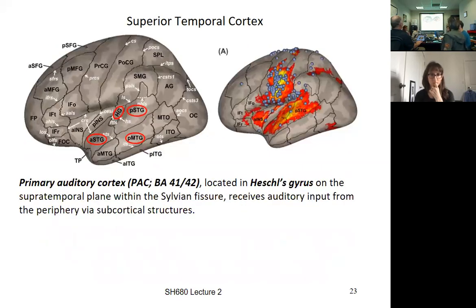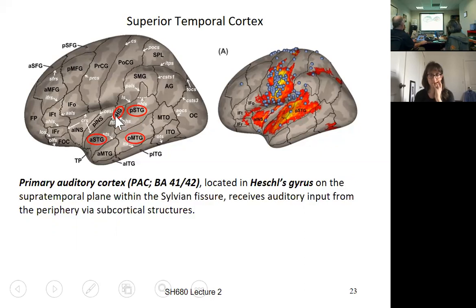Okay, the last chunk of cortex we'll talk about is the temporal cortex, superior temporal cortex. The areas involved in speech in the temporal lobe are the superior and, to a lesser degree, the middle temporal cortex, most notably the sulcus in between. So the dorsal part of the middle temporal gyrus and the ventral part of the superior temporal gyrus. I'm going to call that the superior temporal sulcus.